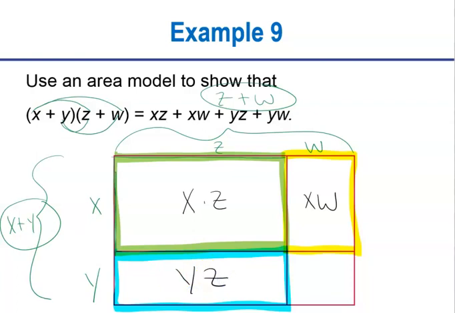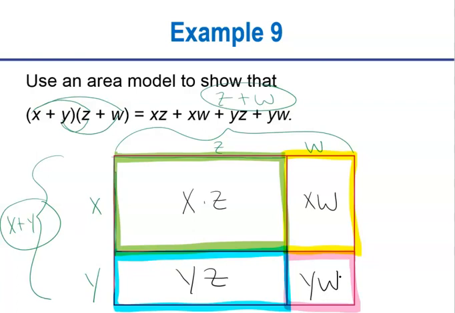And then you help me out with the last rectangle. Okay, so we're talking about the far corner over here. How tall is that? It's y. How wide is that? It's w. So that's going to be yw.